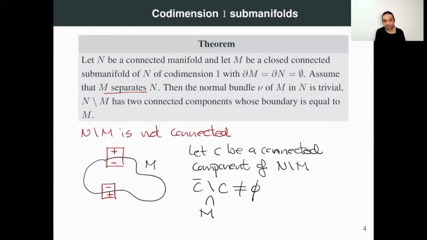So that implies, by doing this construction at every point, that the frontier of C has to be equal to M, and that in a neighborhood of M, C is indeed the union of all these regions labeled with a plus, or the union of all these regions labeled with a minus. In particular, what we get is that the closure of C is a manifold with boundary.